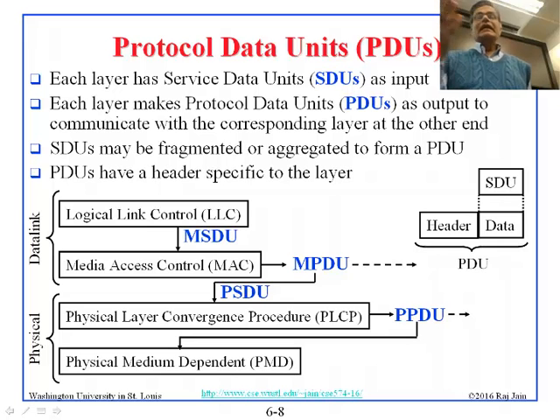Now, the physical layer is divided into two parts, as you see in this picture. One is the physical layer convergence procedure, PLCP, and the second one is PMD. PMD is pure physical layer, pure bit by bit. It doesn't really know much about the frames. The thing that knows about the frame in the physical layer is this PLCP. So if we have to do anything related to frames, that will be done in PLCP in the physical layer.